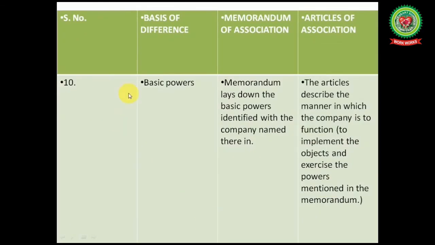The last difference is basic powers. The memorandum lays down the basic powers identified with the company named therein. But the articles describe the manner in which the company is to function, to implement the objects and exercise the powers mentioned in the memorandum. So this is the difference between the memorandum and articles of association.